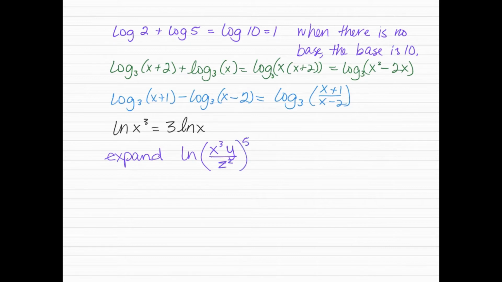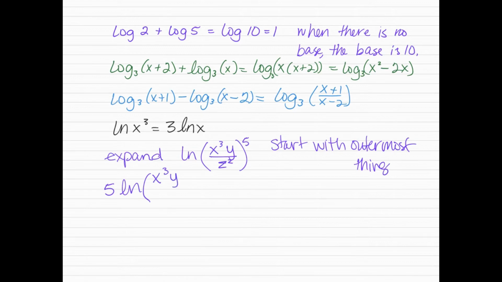So first we're going to start with a condensed problem, and we're going to expand it as big as we can. We want to start with the outermost thing that's going on. In this case, it's the fifth power. So we are going to use that power rule to bring that exponent out in front of the log, leaving everything else the same for now. So that 5 comes down in front of the log.